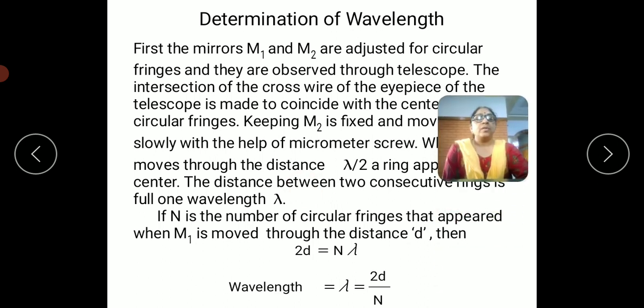That is, if n is the number of circular fringes that appear when M1 is moved through a distance d, then 2d is equal to n lambda, so the wavelength lambda is equal to 2d by n. With this equation we can easily calculate the wavelength of the monochromatic light if we know the distance moved and the number of circular fringes that appeared.